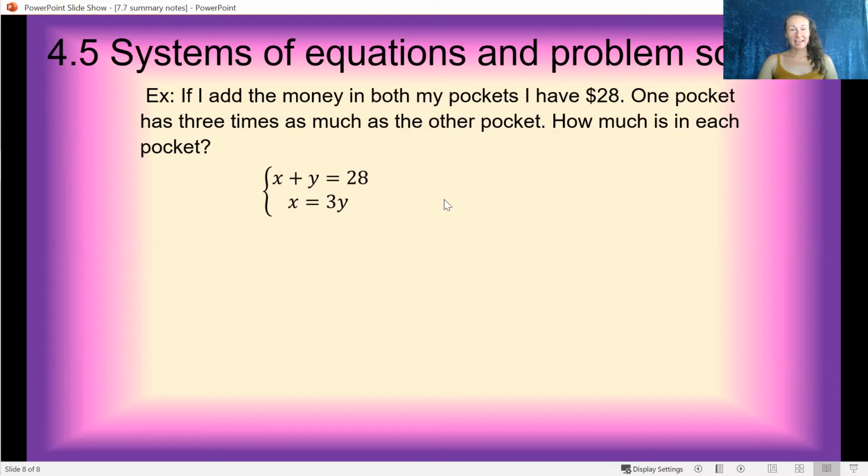So Y equals 7. And then once we know that Y equals 7, we can multiply it by 3 to get X is 21. Very last thing you want to check.